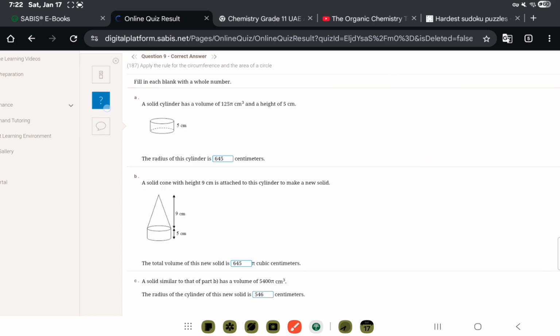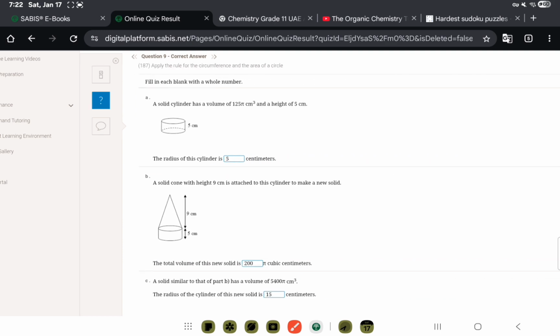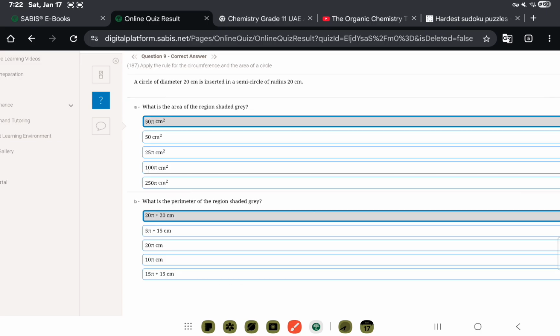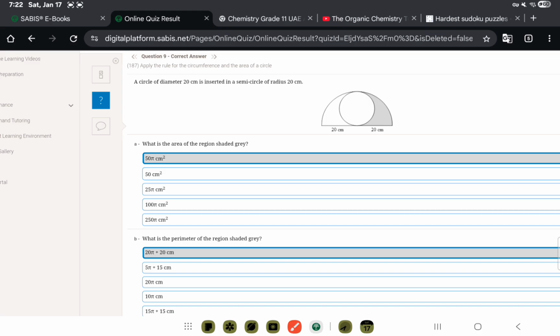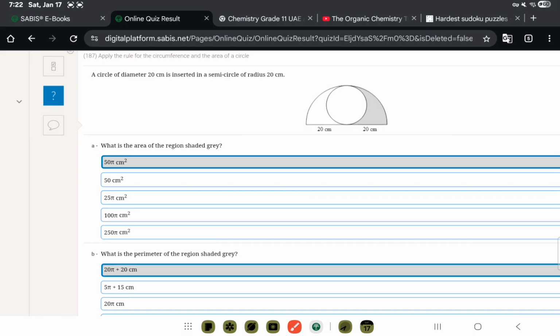Let's go. Question 9. What the hell is this? Okay, I'm going to be so for real, I've never gotten a question like this in the exam. I think this is how I solve it.